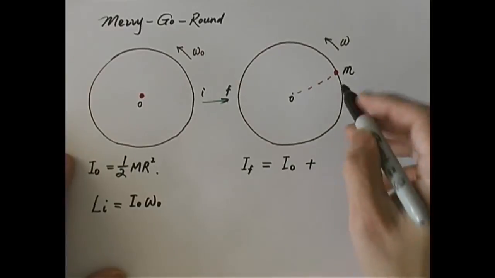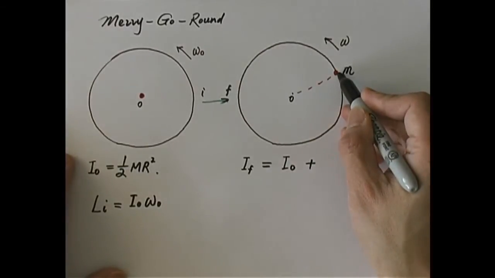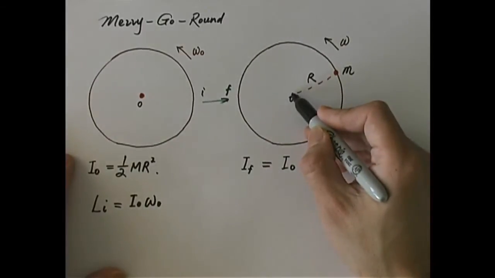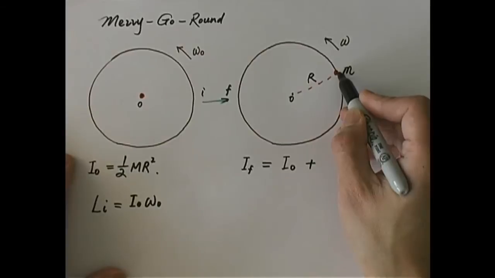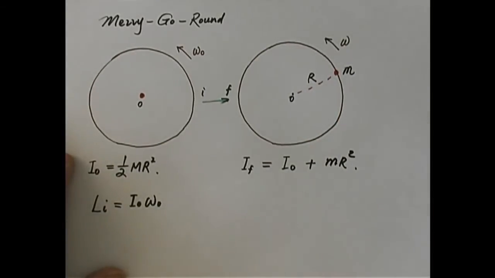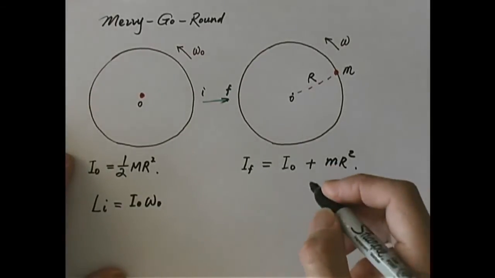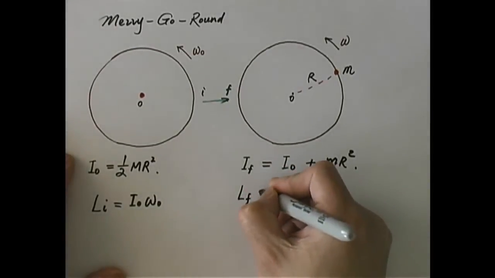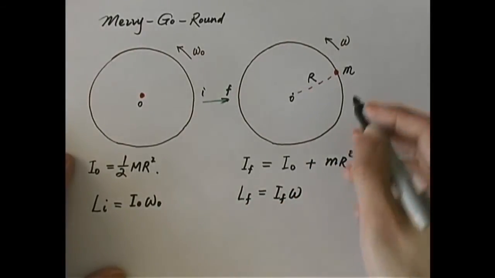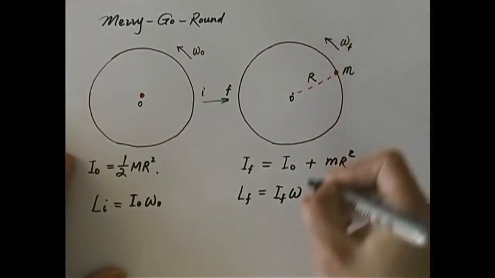And then the child now contributes, more significantly, to the rotational inertia. You can consider him as a point mass, mass m, a distance r from the center. How much does he contribute to rotational inertia? Isn't that mr squared? Okay, then what is omega? Well, L final equals I final omega, right? Let's call it omega final. So this is omega final.